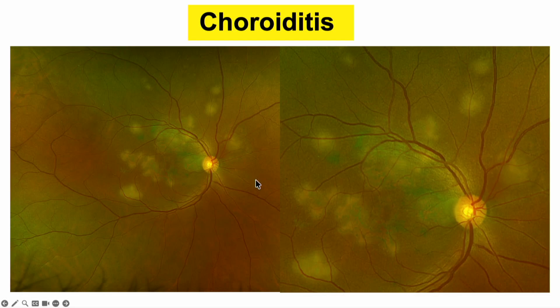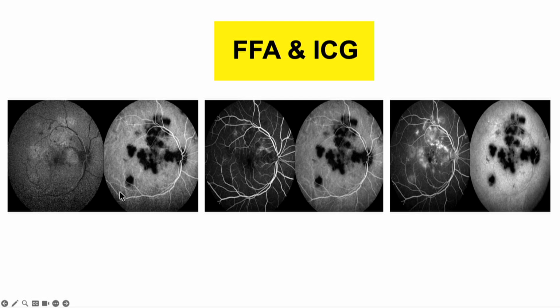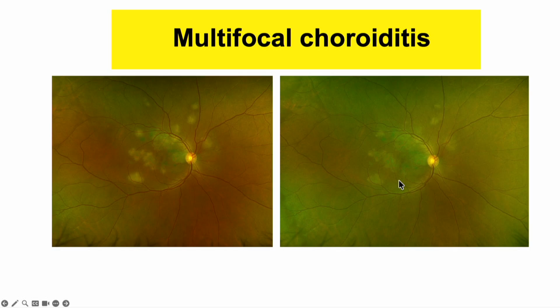This one is a classic choroiditis. To differentiate, these are multifocal choroiditis. As you can see, it is a deeper lesion, dull yellow in color, and you can trace the vessels over it. And this is the FFA of this patient with early hypo and late hyperfluorescence. And this is the patient responding to oral steroids and ATT.